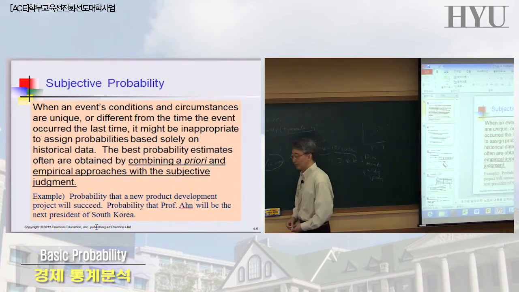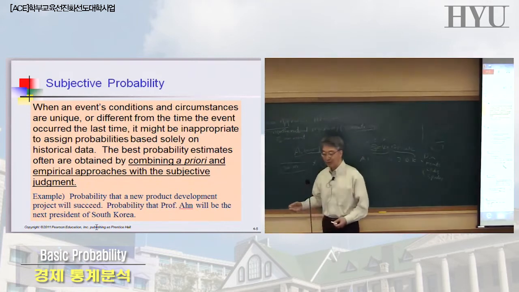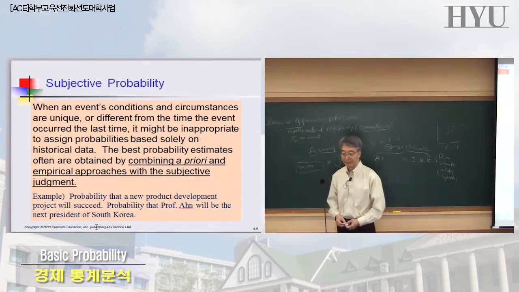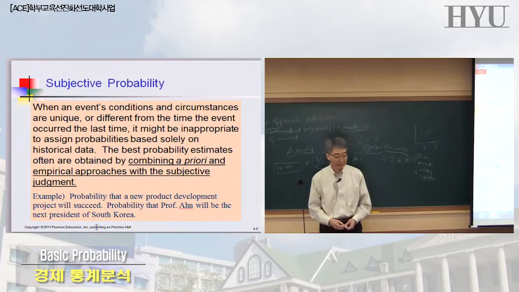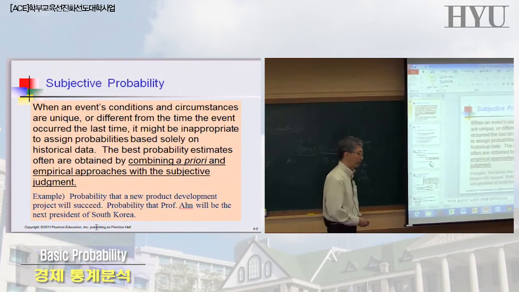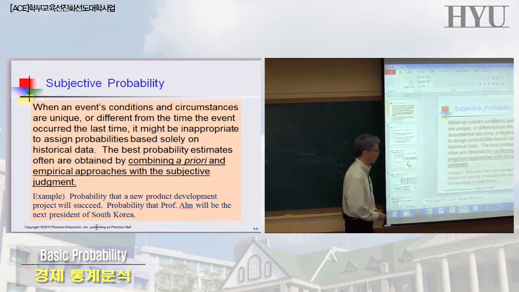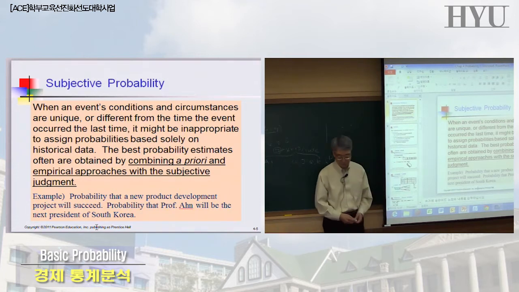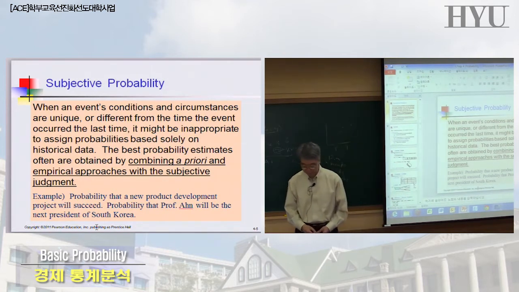So let's say someone asks, what's the probability that there will be a war on the Korean Peninsula within the next 6 months? Well, there have been wars on the Korean Peninsula, but it was not exactly the same situation. So you'll have to use subjective judgment in coming up with such probabilities.